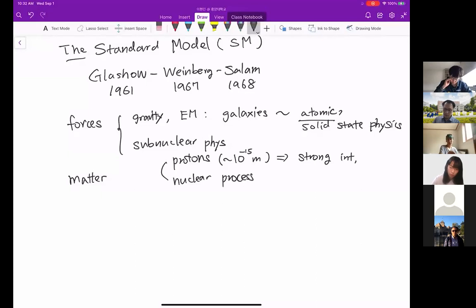In the periodic table, we have heavy elements. Most of them are unstable because of nuclear decays, such as beta decay. That nuclear process is typically attributed to the weak force. Strong force.